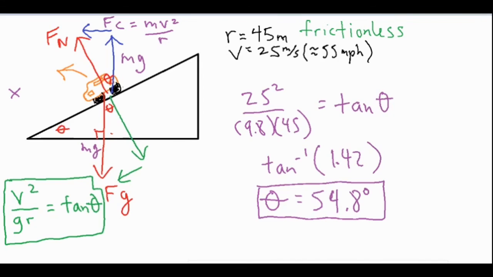So to sum things up, you can use this formula over here. I just wanted to derive the formula to show you where it came from, but that's going to show you the unknown angle at which a car can swoop around in that circular path at a particular velocity and radius. I hope that was helpful to you.